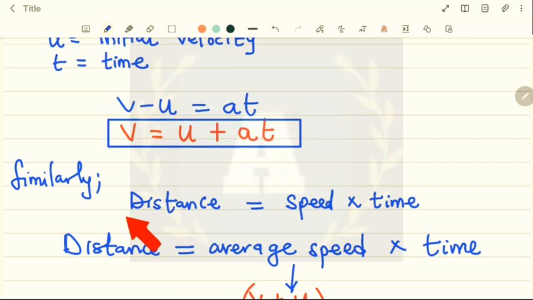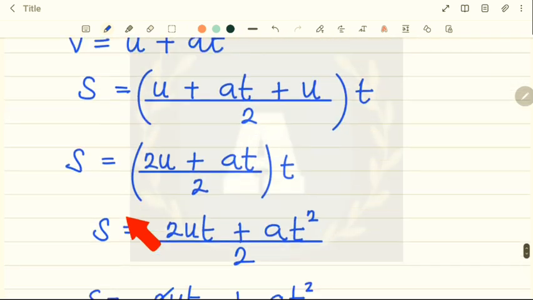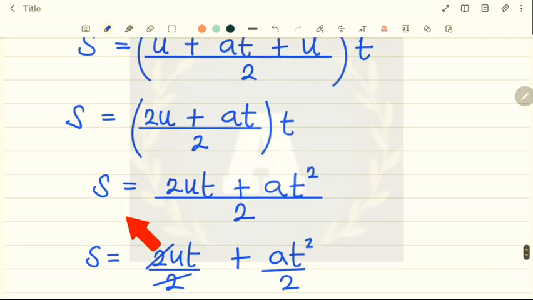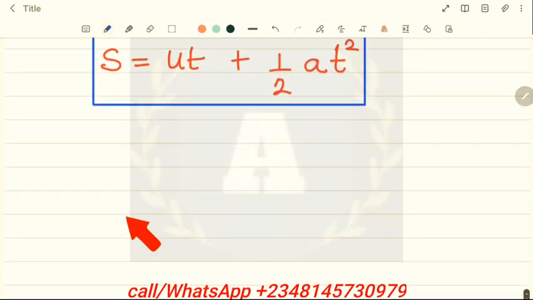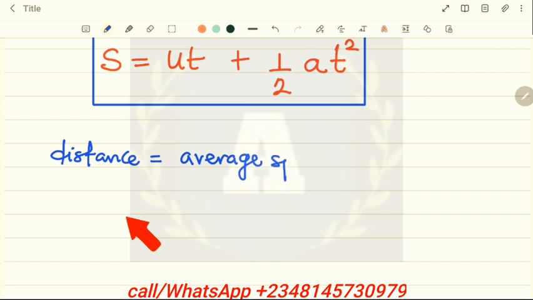All right, there is one more that we need to derive. So how do we get that? How do we write that? We are also going to get that from the equation that says the distance is equal to the average speed multiplied by time.